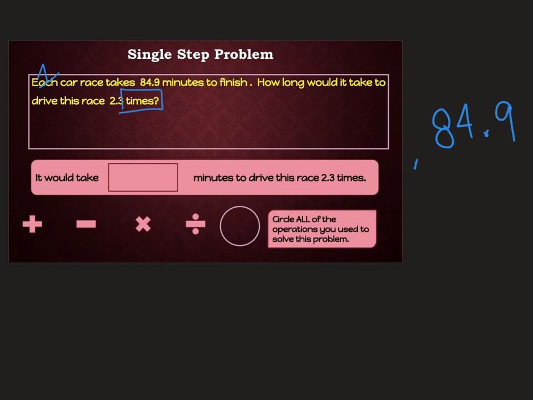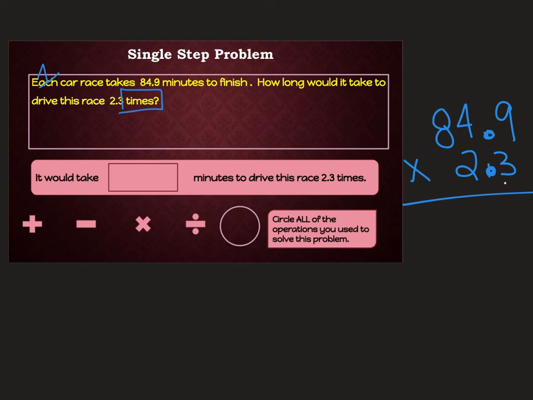84.9 times 2.3. Now remember, the decimals don't have to line up when you multiply, they just happen to on this one. And when we multiply decimals, once they're in the problem, we leave them there, and then once we get our final product, we'll count the decimal places and add them to the final product, which I can see here there's 2 decimal places. So once I get my final product, there will be 2 decimal places at the end. You know what? We'll go ahead and solve this one together since it's the last slide.